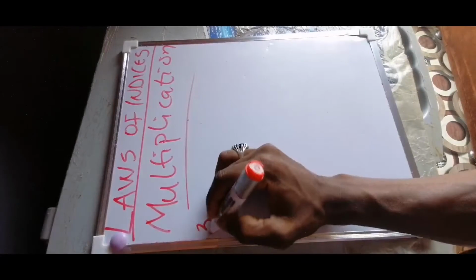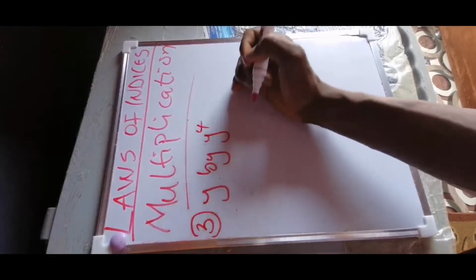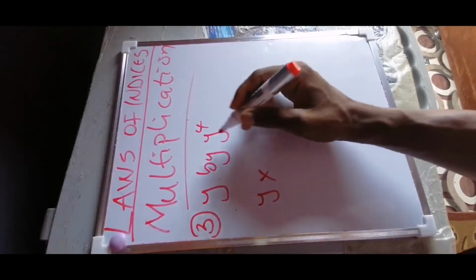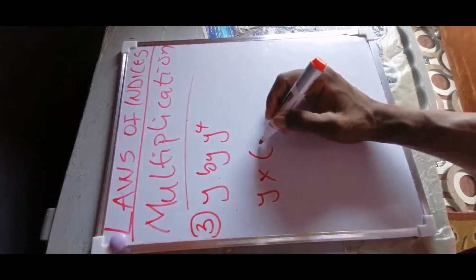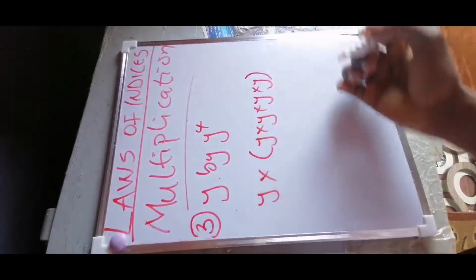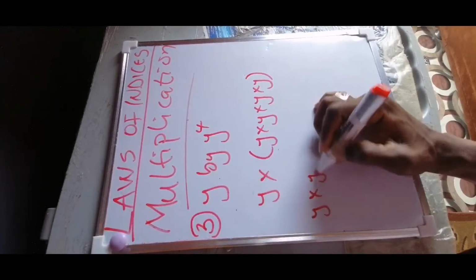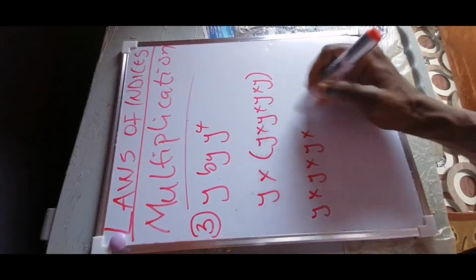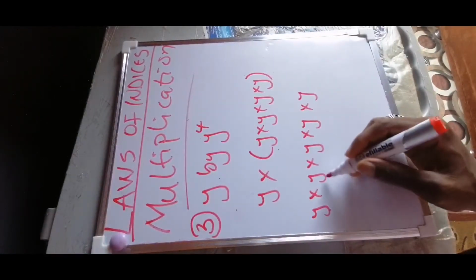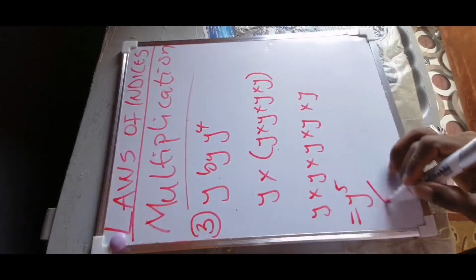The next one, example 3, we have y by y raised to the power of 4. Here we have only one y, so therefore y times, how many y's do we have here? We have 4 y's: y times y times y times y. So we are going to expand our bracket. Therefore y times y times y times y times y. So how many y's do we have? 1, 2, 3, 4, 5. So y is raised to the power of 5. That is our final answer.